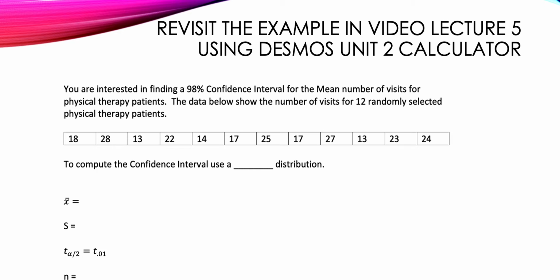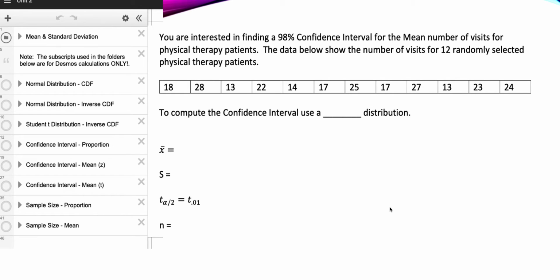In order to compute the margin of error, we'll need the sample mean, sample standard deviation, an appropriate t-value, and we already know the number of subjects is 12. If you look at the Unit 2 Desmos Calculator, the very first command that's already loaded for you is for finding the mean and standard deviation.